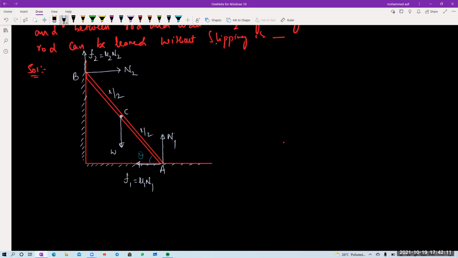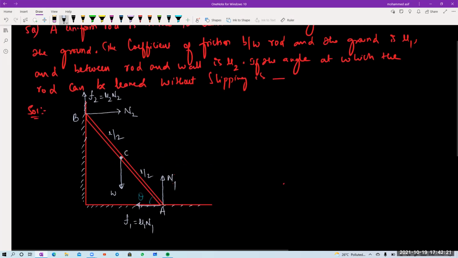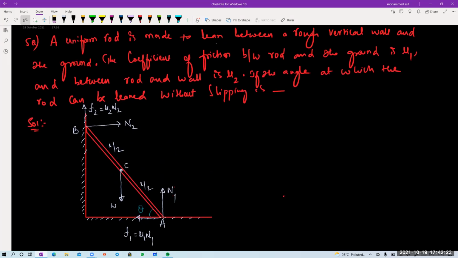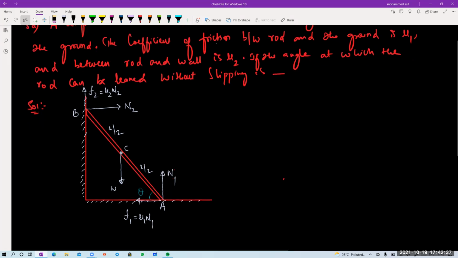See, the FBD I have taken very clear, and theta is the horizontal angle at which it is ready to slip. Now for horizontal equilibrium, we can say that all the forces in the x-axis and y-axis must be in equilibrium, because the question says a uniform rod is made to lean between a rough vertical wall and the ground, the coefficient of friction between the rod and the ground is mu1, and between the rod and the wall is mu2. The angle at which the rod can be leaned without slipping, so there is no slipping. So if I say that for horizontal equilibrium, I can write here.